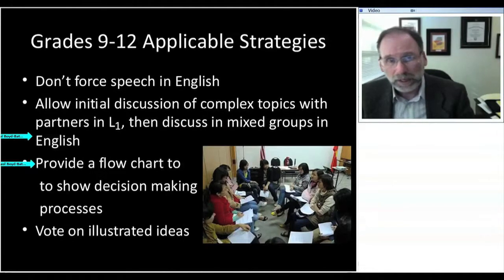Consider providing a flow chart for decision making on how we decide whose ideas we're going to choose. And we only vote on ideas if they're well illustrated. That allows all students to see what we're talking about, no matter their language level.